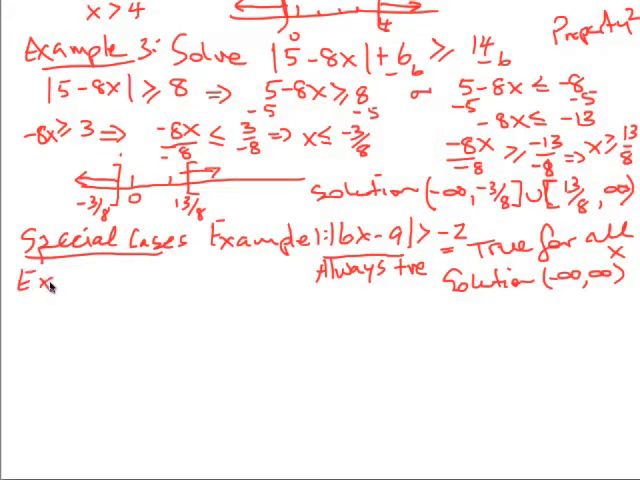Right, example 2. What if I have something like this? Let's suppose I have the absolute value of 2 take 5x is less than or equal to negative 5. Now, again, notice that this is always positive. We have an always positive number being less than negative 5. A positive number can never be less than a negative number. So this is never true.